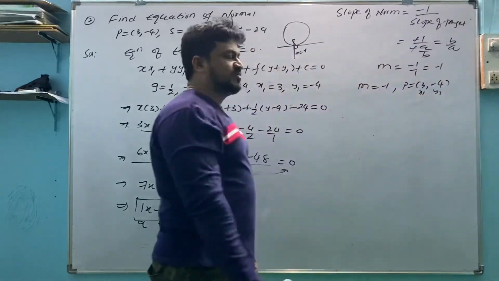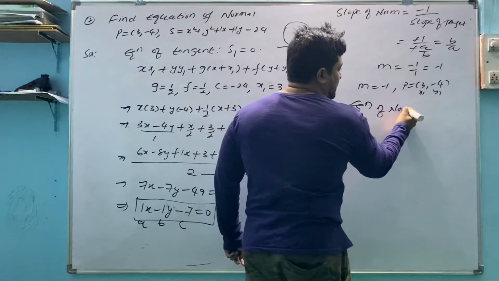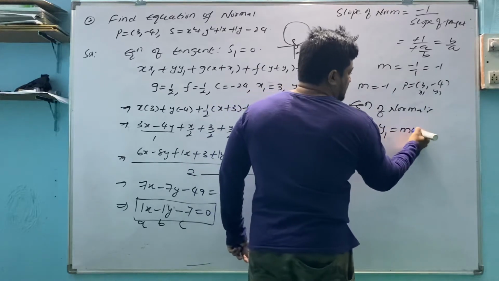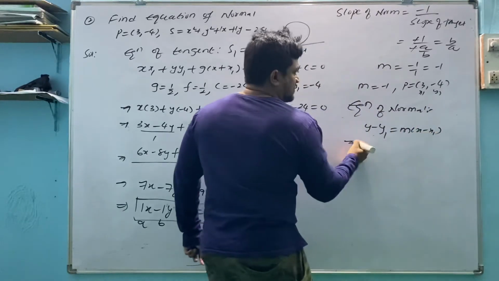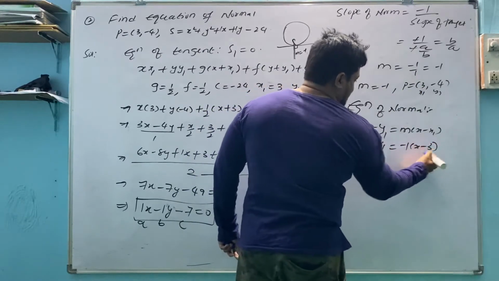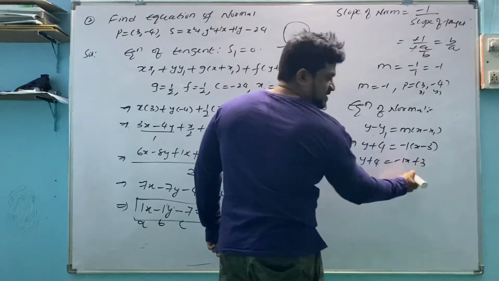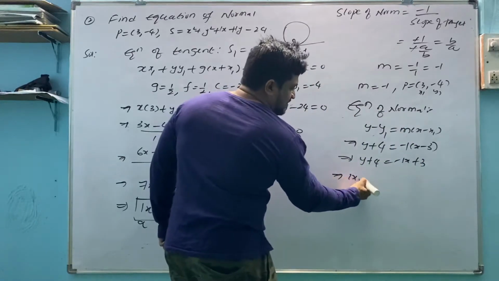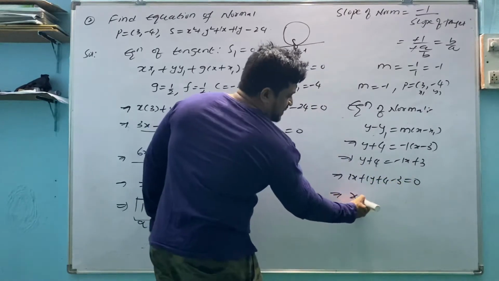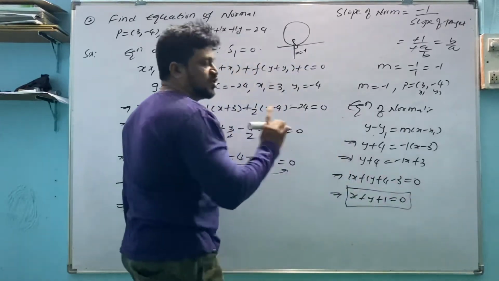We have slope and point. So what is the equation of line now? This equation of line is the equation of normal. y minus y1 equals m into x minus x1. So y minus of minus 4 equals m into x minus x1. Now if you are good in simplification, you can simplify, or else you can leave it up to this mark. Take the numbers to the left side: 1x, 1y plus 4 minus 3 equals 0. So x plus y plus 1 equals 0 is the equation of normal.